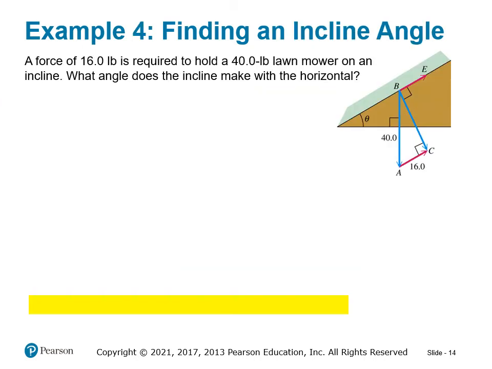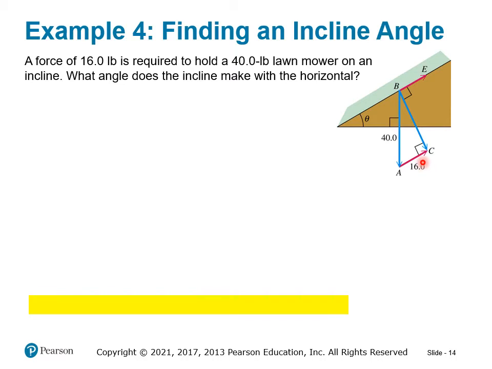A force of 16 pounds is required to hold a 40-pound lawnmower on an incline. What angle does the incline make with the horizontal? So again, we've labeled the 40 pounds, the weight. We've labeled the force needed to hold that mower in place.